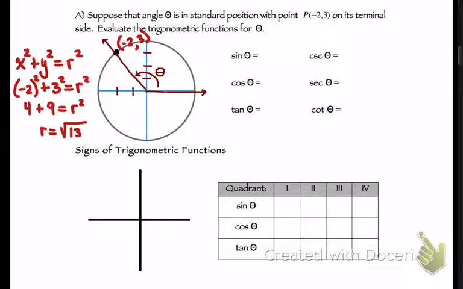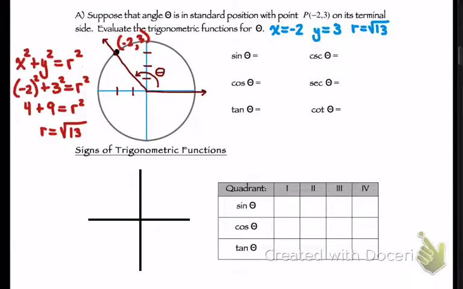So I know the radius of this circle is the square root of 13. As long as I know that, I now know what x is, I now know what y is, I now know what r is for this circle. I'm ready to run through those 6 trig functions. So there's what I know. I know x is -2, y is +3, r is the square root of 13.